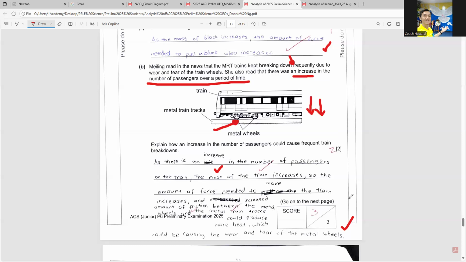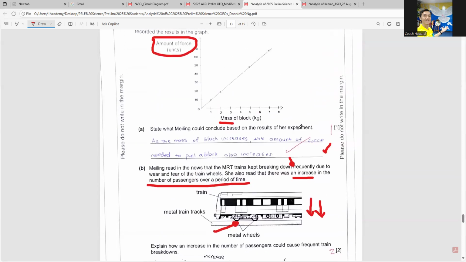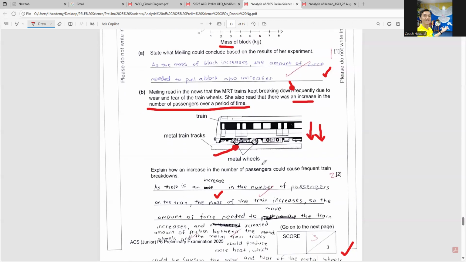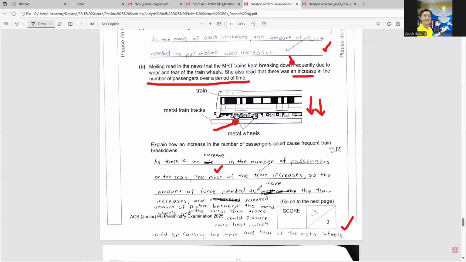I would like to congratulate this student for his perfect understanding, application, and answering of these PSLE science questions. I pray that you also can learn how to read the graph, interpret the graph, apply it to the right concept, and answer your questions perfectly in the coming 2025 PSLE science examinations.